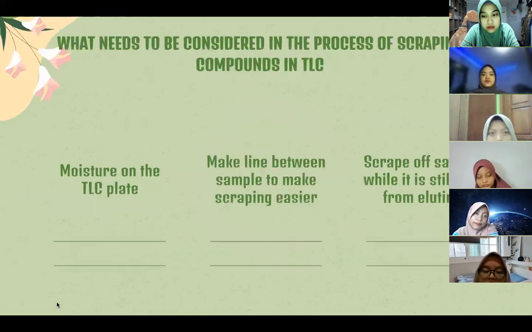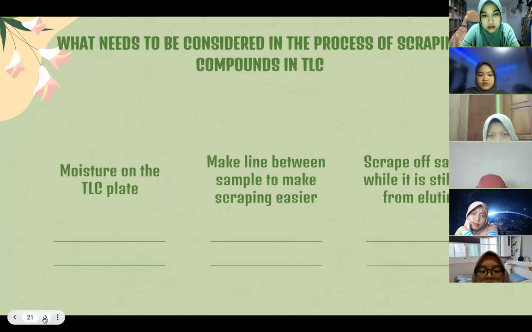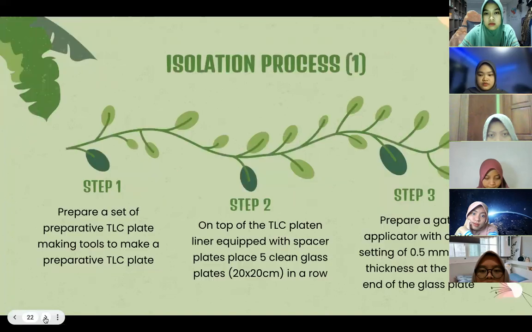There are 3 things that should be considered in the process of scraping compound in TLC. The first one is moisture on the TLC plate. The second one is to make a line between samples to make scraping easier. It's done to make sure that there is no contamination. And the last one is to scrape off the sample while it will be presented by Salsa.